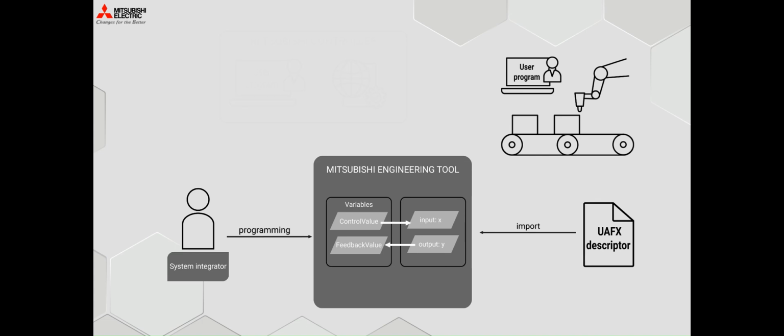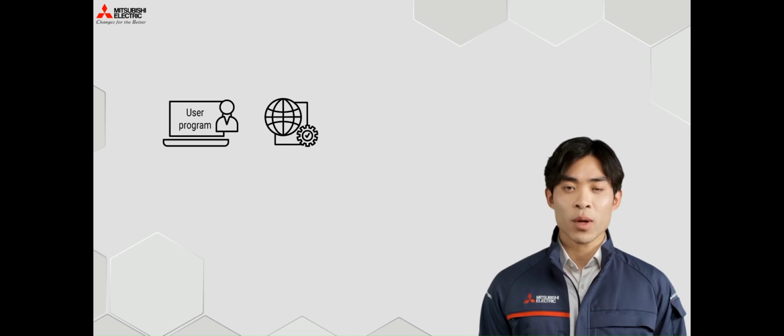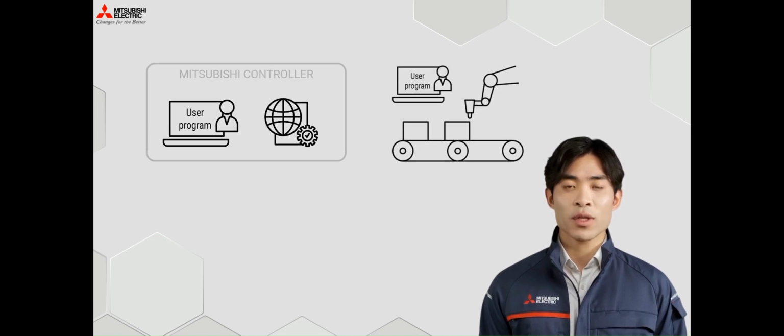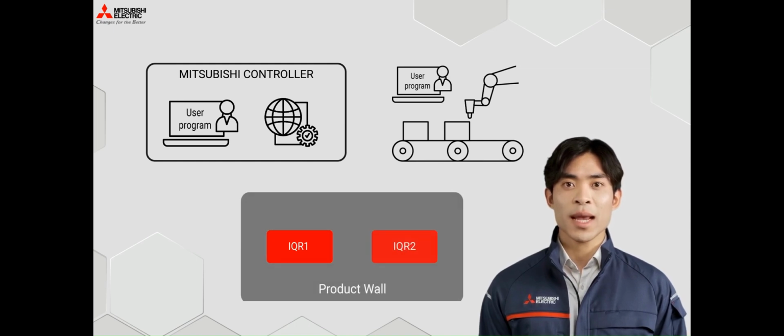The orchestrating controller is integrated with its user program and connection configuration. With the configurations deployed, both the machine and the orchestrating controller are fully prepared for UAFX communication. In our live demo, the orchestrating application implemented in IQR1 and the machine simulated by IQR2, which have been both pre-configured according to the illustrated workflow, are communicating with UAFX.